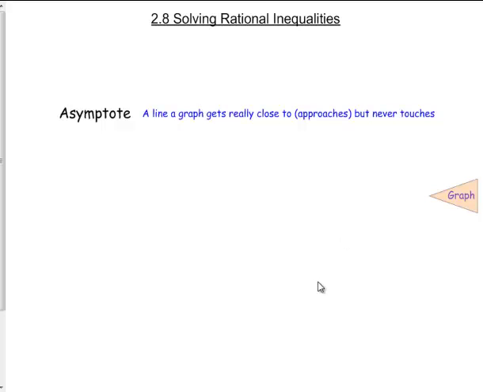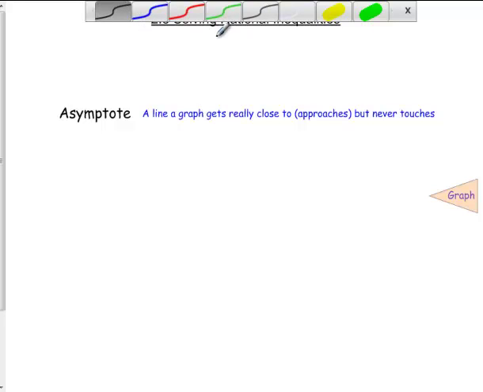All right, today you're going to solve rational inequalities. And today's lesson can get really tricky. So you're going to want to pay attention and take good notes.